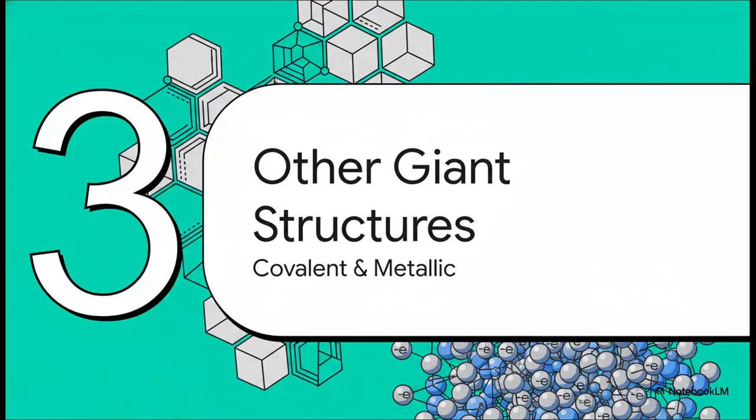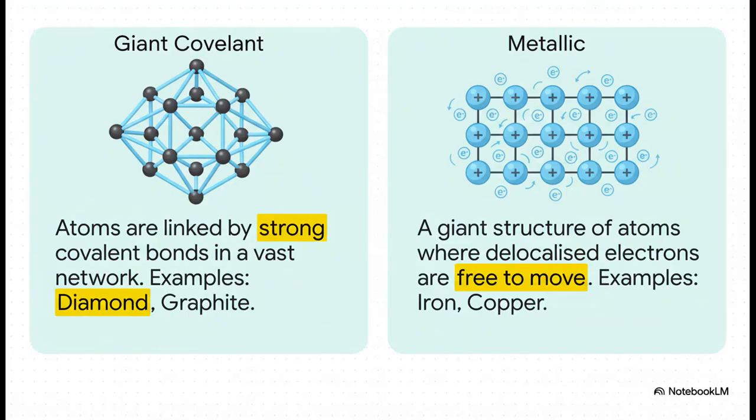Okay, we're on the home stretch. Let's look at the other two giants you need to know: giant covalent structures and, of course, metals. So, let's put them head to head. With giant covalent structures like diamond or silica, every single atom is locked to its neighbors by strong covalent bonds. It's basically one single huge molecule. Then you have metals. Here, you've got this lattice of positive ions just sitting in what we call a sea of delocalized electrons. Basically, these electrons don't belong to any one atom. They're just free to whiz around the whole structure.